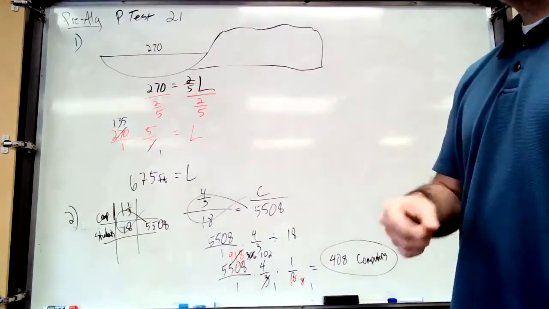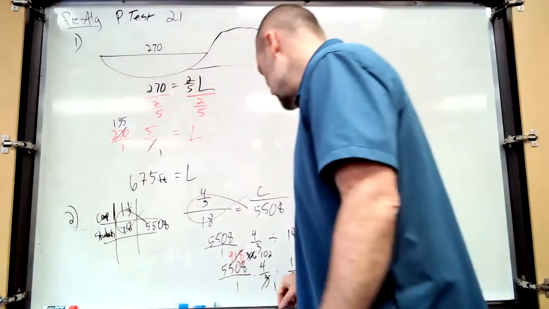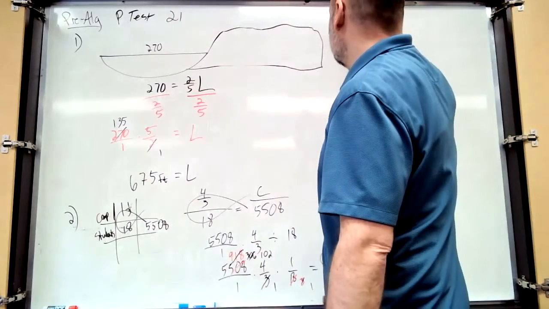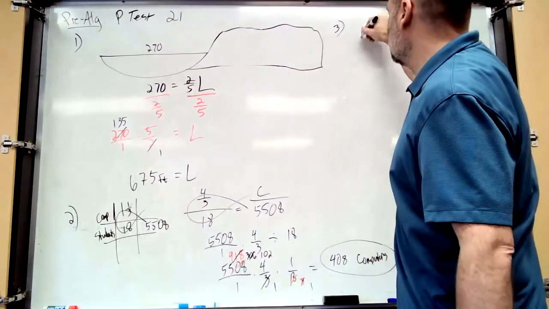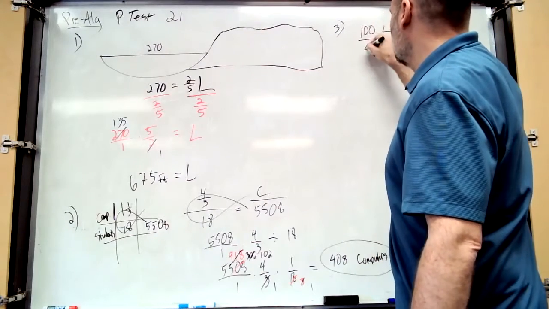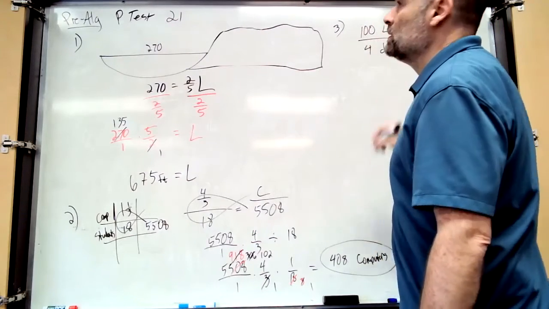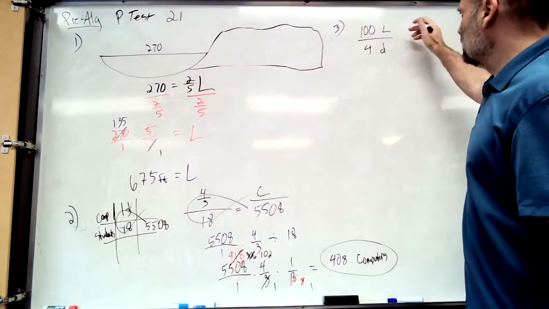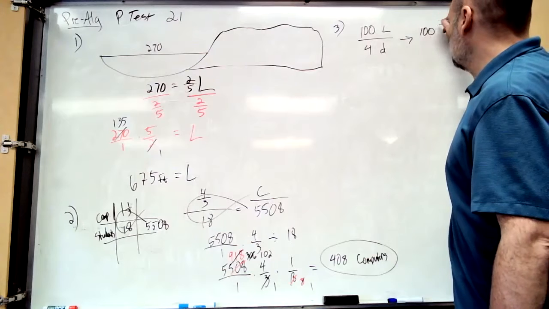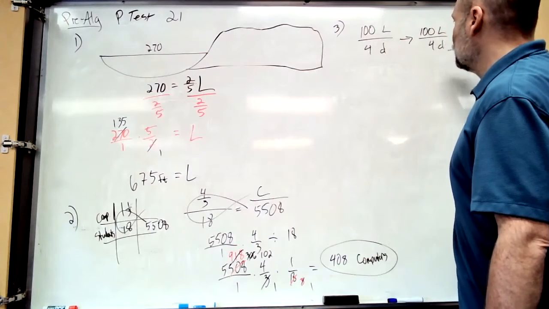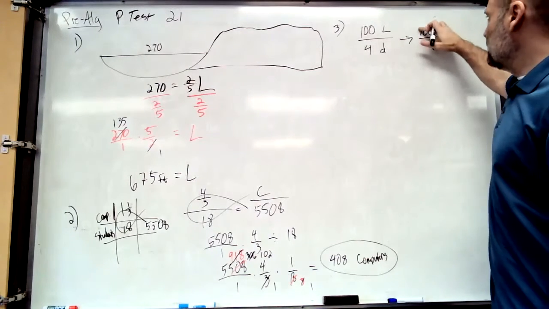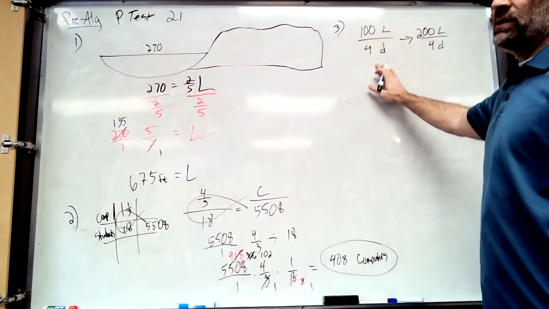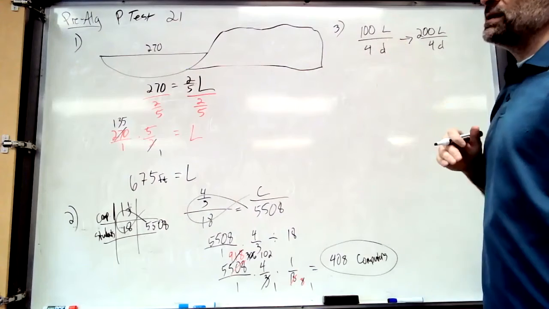Okay. All right. Number 3, Aphrodite traveled 100 leagues in 4 days. Then she doubled her rate. So if you double your rate, this is going to be 200 leagues in 4 days. Not 200 leagues in 8 days, but 200 leagues in 4 days. Or you could say 100 leagues in 2 days. That's doubling the rate. You go the same amount in twice the time.